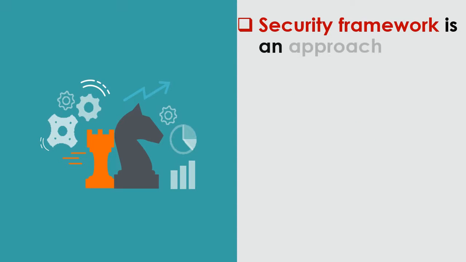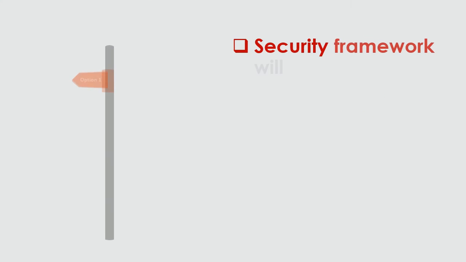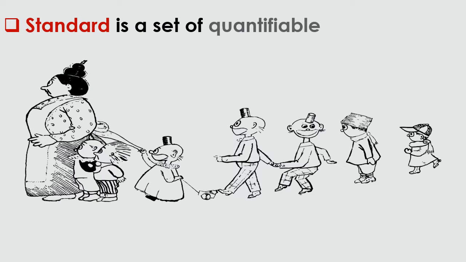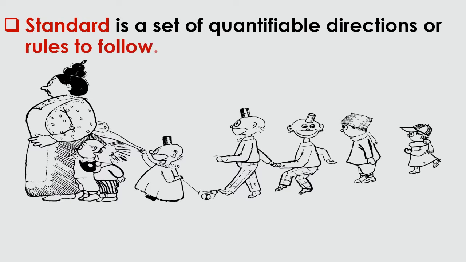Security framework is an approach or strategy. Security framework will provide guidance. Standard is a set of quantifiable directions or rules to follow.